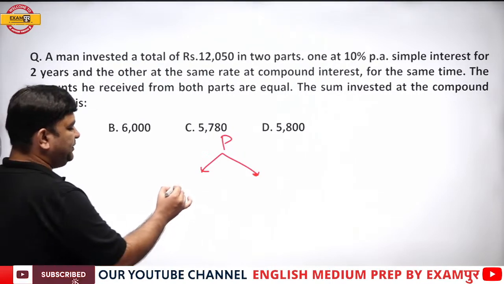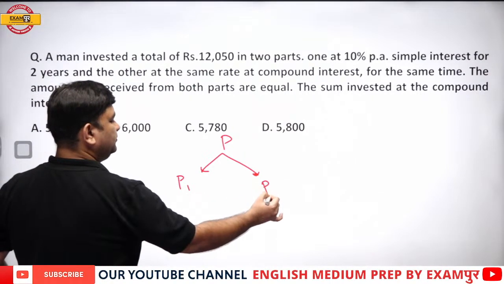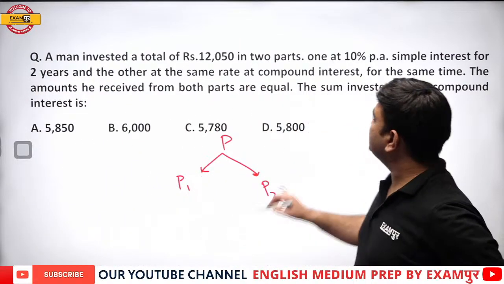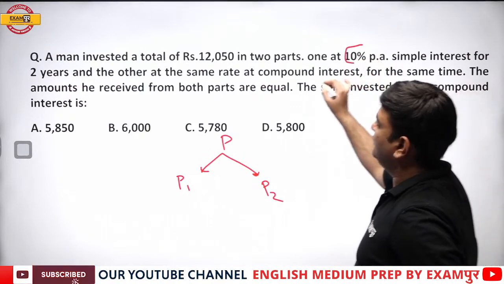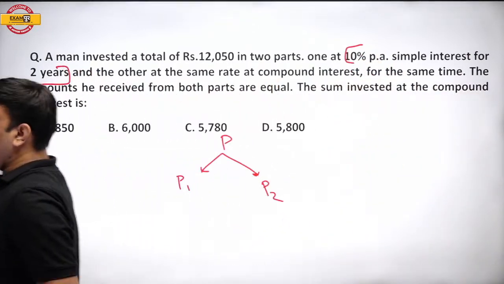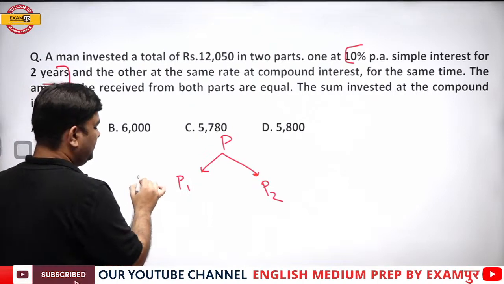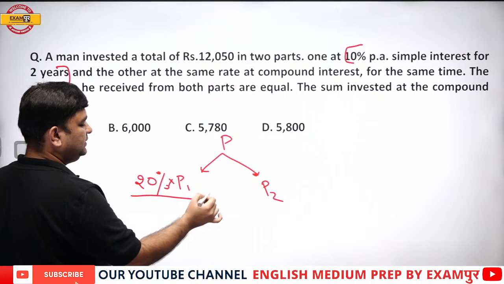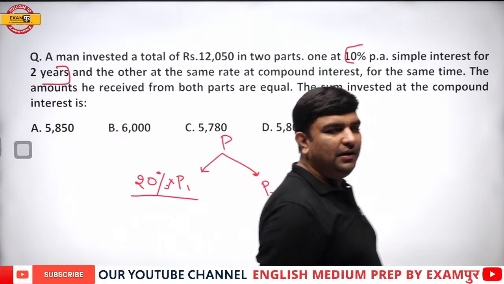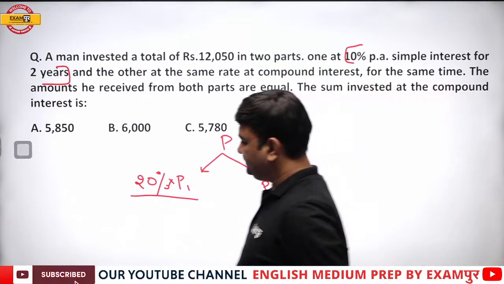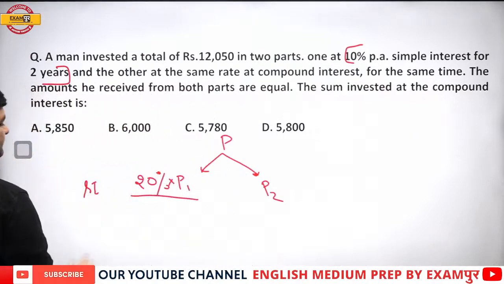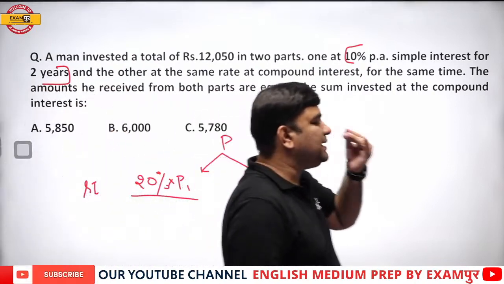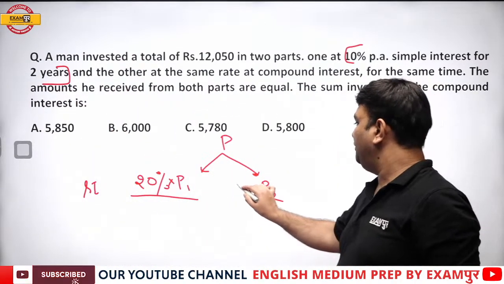Let the first part be P1 and the second part be P2. First part is at 10% per annum for 2 years. So can I say you will get 20% interest from here, because it's a simple interest. Now, 10% for 2 years, how much is the compound interest? 21% is the compound interest.